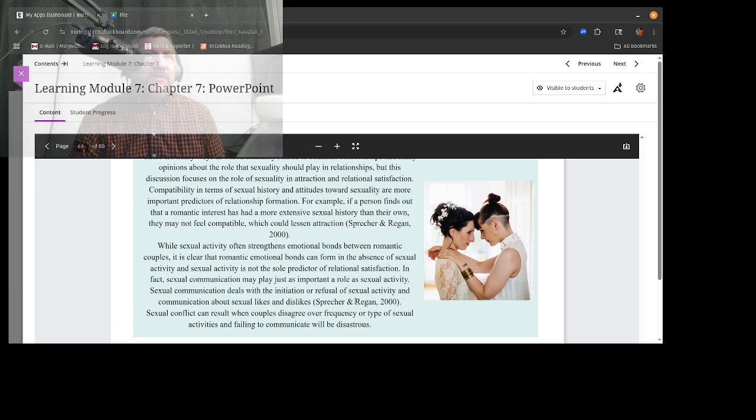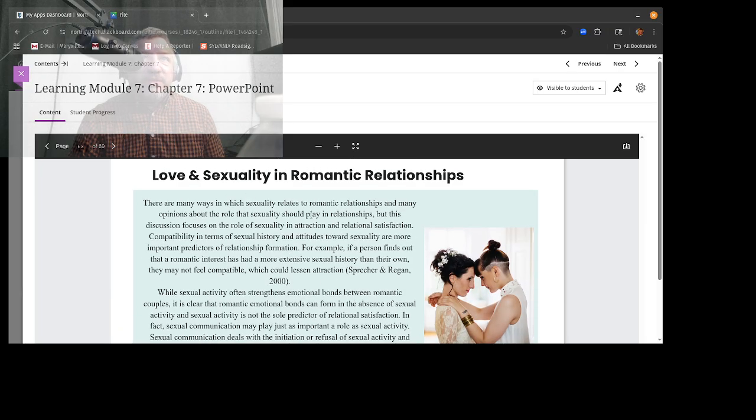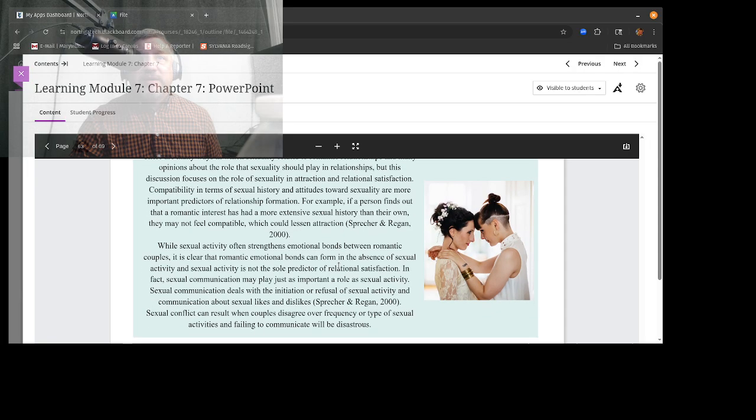There are many ways in which sexuality relates to romantic relationships and many opinions about the role that it plays within relationships. Ultimately, it's really a personal preference. If a person finds out that a romantic interest has more extensive sexual history than their own, they may not feel compatible, and that could lessen the attraction. Or they could be relishing in the fact that they're going to be with someone so experienced, right? It's personal.